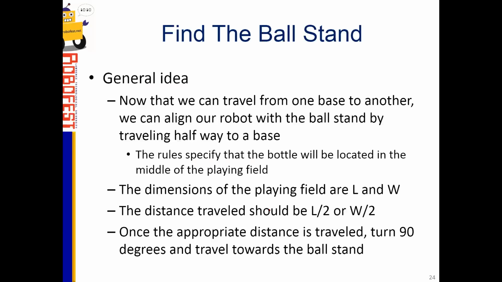So we could use rules, a way to measure the playing field and find it. If we know that the field is 30 centimeters wide, and if we program our robot to travel half that distance, or 15 centimeters, we're going to stop in the middle. And once we've stopped in the middle, we can program our robot to turn exactly 90 degrees. Then we can travel forward towards the ball stand, stop at a given distance again, which would be another 15 centimeters or so, and then program your robot to hit the ball, and away you go.